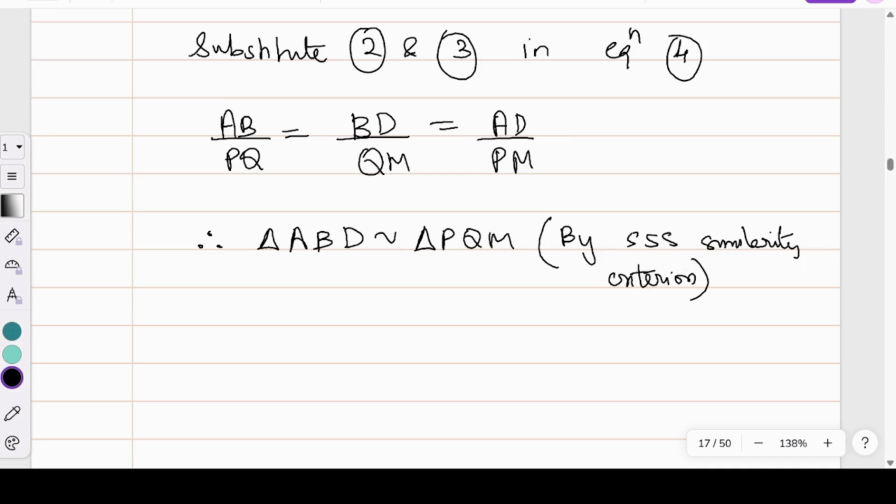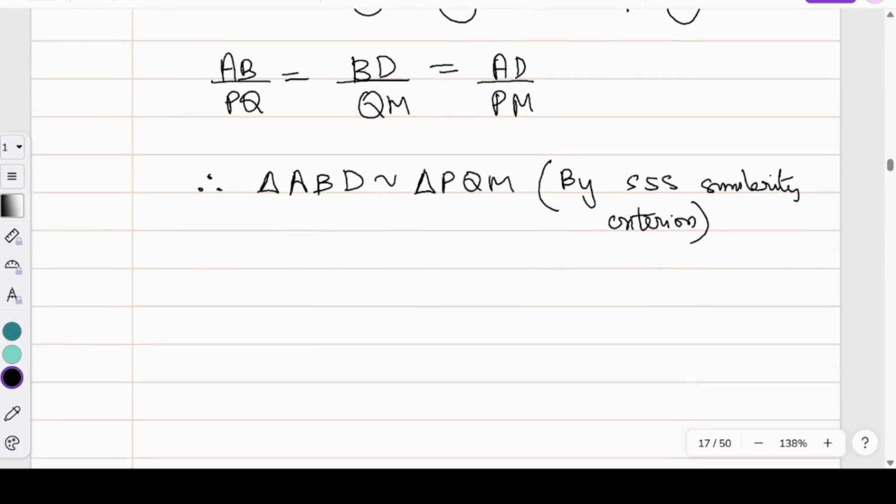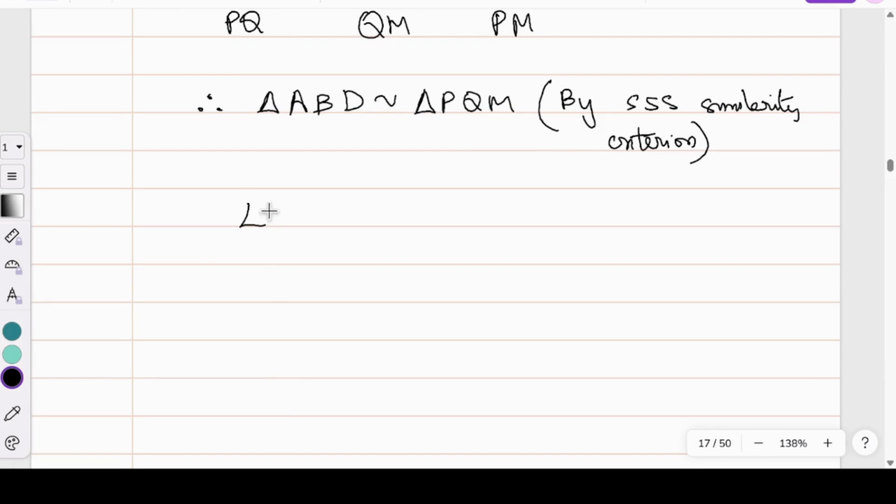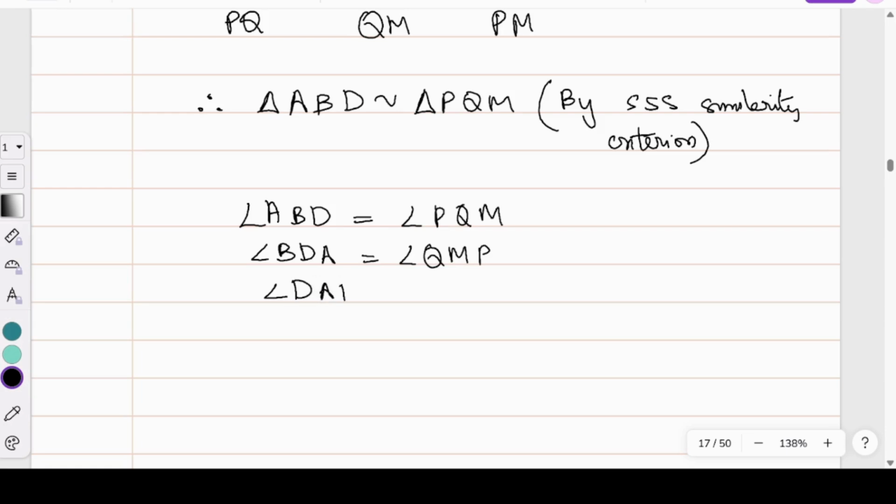Now we got triangle ABD is similar to triangle PQM. If triangle ABD is similar to triangle PQM, what all things can we write? We can write angle ABD equals angle PQM, angle BDA equals angle QMP, and angle DAB equals angle MPQ. These are the things we can write using this similarity criterion.